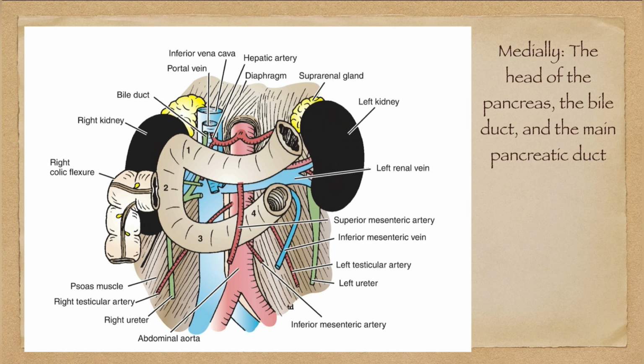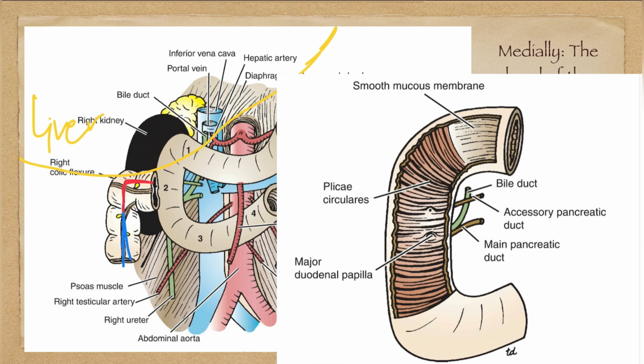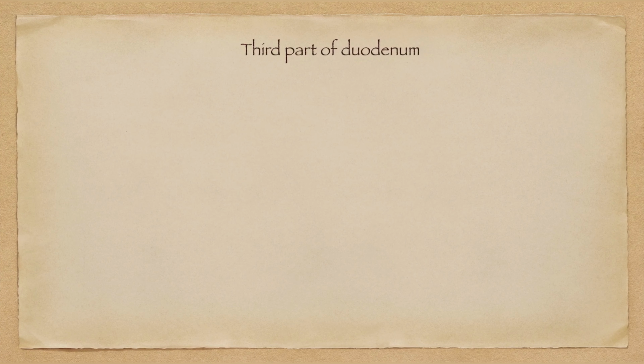Laterally, lateral to the second part of the duodenum, we can see the descending colon and ascending colon in blue color, the left colic flexure in red color, and the liver in yellow color. Medially, medial to it, we can see the main pancreatic duct, bile duct, accessory pancreatic duct, and the head of the pancreas.